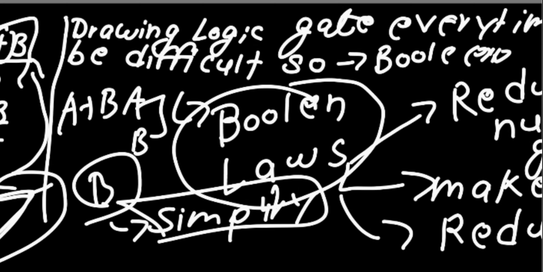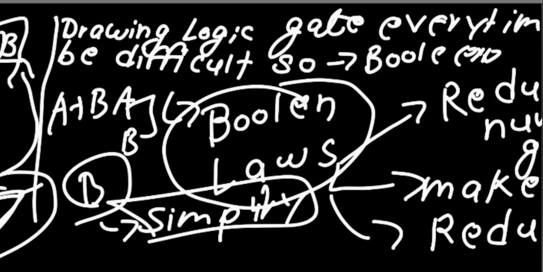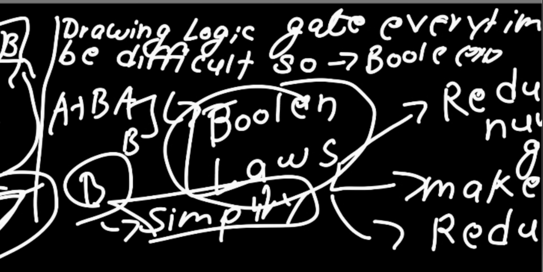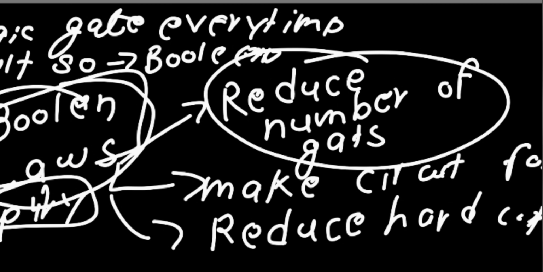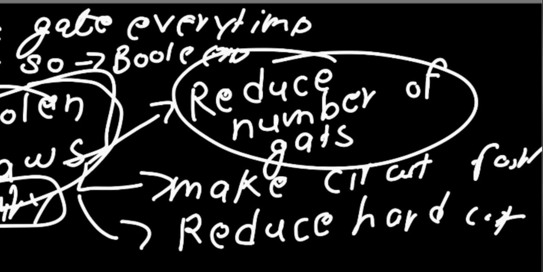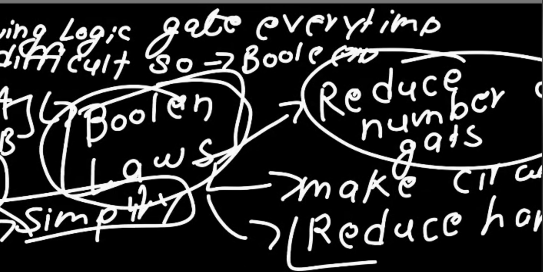But why do we even simplify the Boolean expression? Because if we simplify the Boolean expression using the Boolean laws, we can reduce the number of gates, making the circuit faster, making the circuit cheaper, and hence it also reduces the hardware cost. So this is a very important part of building a computer.